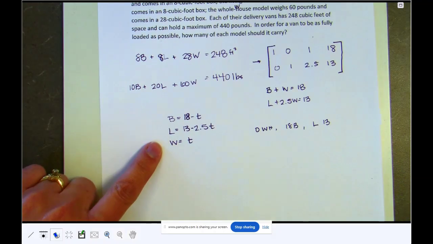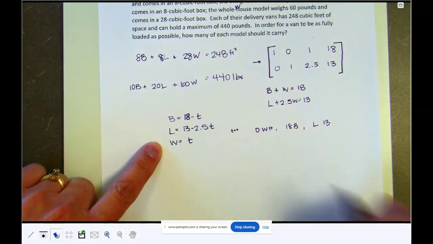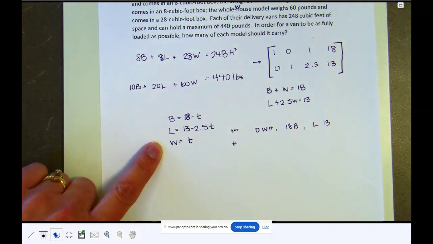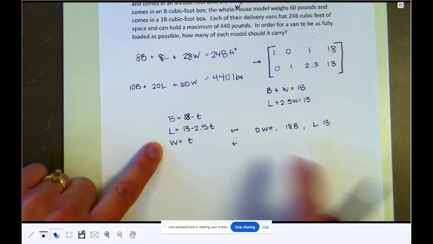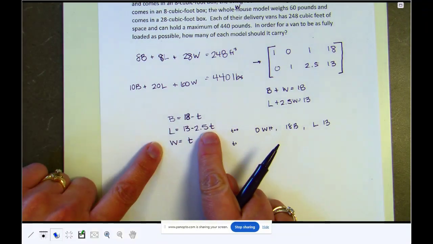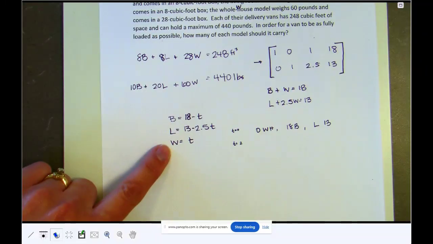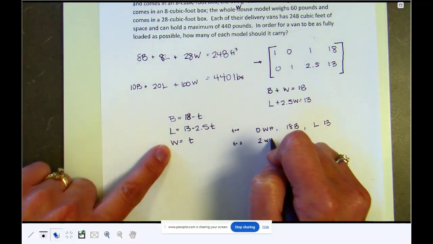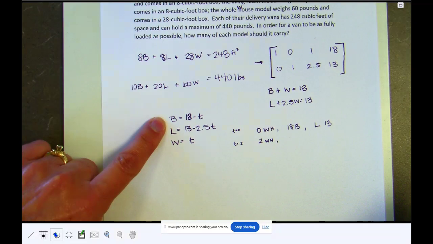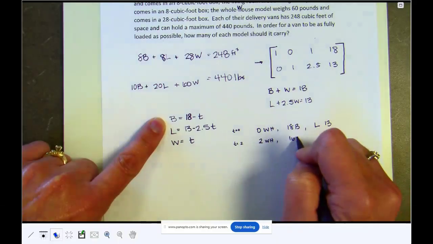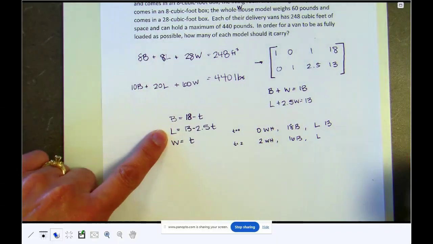Okay. Now, we're going to use your brain a second. What's the next number I could pick for T? This by the way was T equals 0. Why not 1? Correct. It has to be 2 because you can't take off half of a humidifier. So you got to put a 2 in there. So that means it could be 2 whole house ones. That means B would be what? 16.